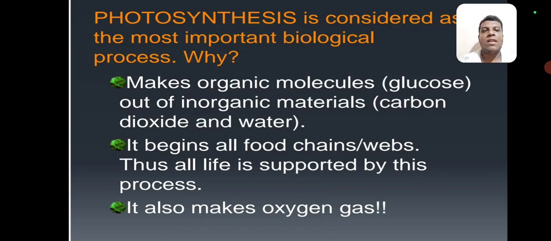Why? It makes organic molecules, glucose, out of inorganic materials like carbon dioxide and water. It begins all food chains, thus all life is supported by this process. It also makes oxygen gas.